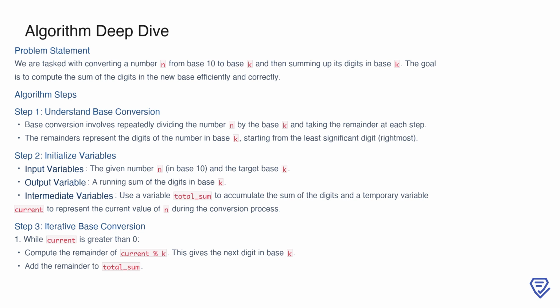Base conversion works by repeatedly dividing the number by the target base and recording the remainders at each step. These remainders represent the digits of the number in the new base, starting with the least significant digit, which is the rightmost one. We also need to set up some variables for the algorithm. Specifically, we have the input variables, the given number n and the target base k. The output variable will store the sum of the digits in base k, which we'll calculate step by step. To do this, we initialize a variable called total_sum to accumulate the sum, and another variable, current, to keep track of the number as we repeatedly divide it during the conversion process.